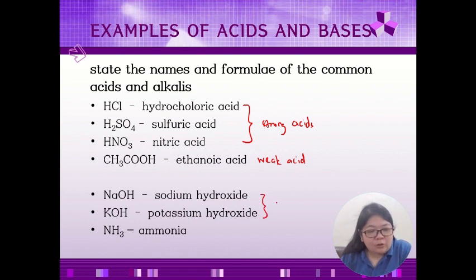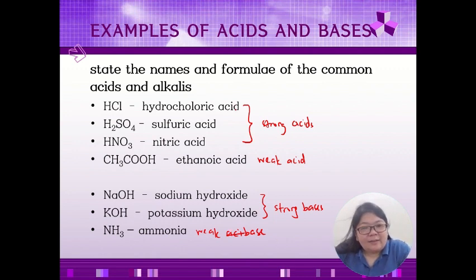For alkali, sodium hydroxide, and KOH, potassium hydroxide, they are strong bases. And there's only one weak base that you are required to know. Okay, so the first three acids, they fully dissociate in aqueous solution. Ethanoic acid is a weak acid, so it partially dissociates in aqueous solution. Same goes for strong bases. They fully dissociate in aqueous solution, and ammonia partially dissociates in aqueous solution.